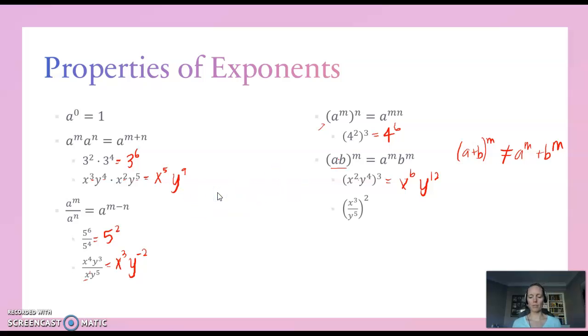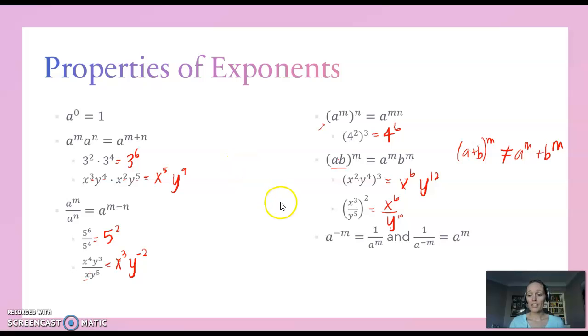As I said before, this also applies to division, so I am allowed to distribute when there's division, just like I could with multiplication. So when I distribute the 2 to the x to the 3rd, I multiply those exponents together, which gives me x to the 6th. And then when I distribute the 2 to the denominator y to the 5th, I multiply those exponents and I get y to the power of 10.